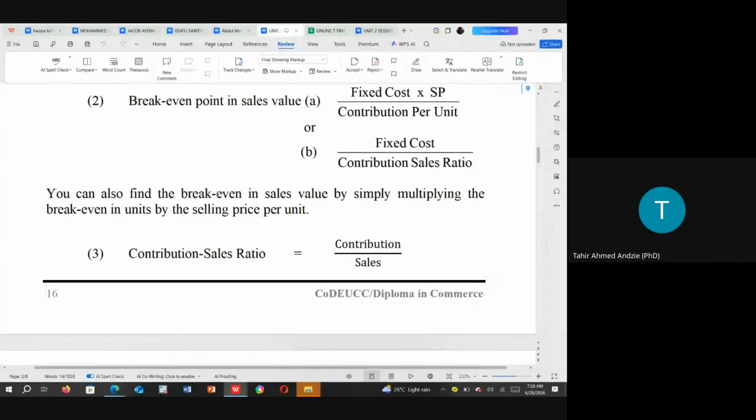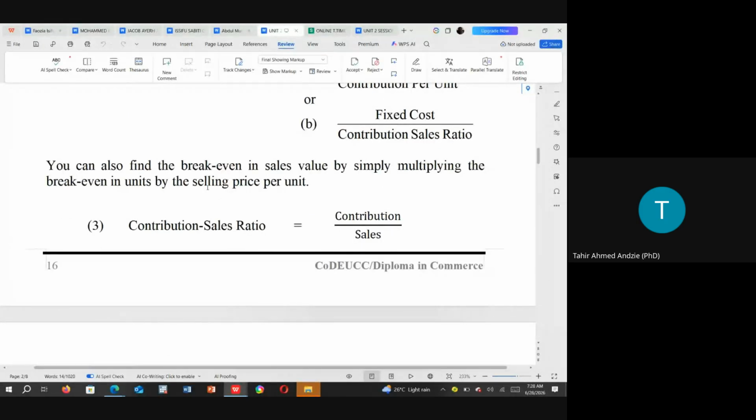Now we said the contribution margin ratio is calculated by dividing the contribution by sales. So the ratio itself speaks for itself. The name is contribution over sales ratio, or normally we make it contribution slash sales ratio. So contribution over sales ratio is contribution over sales, and it can be calculated using the totals or in units.